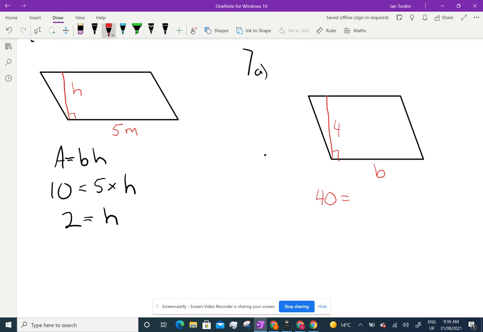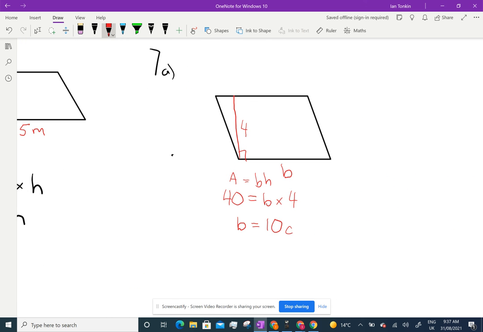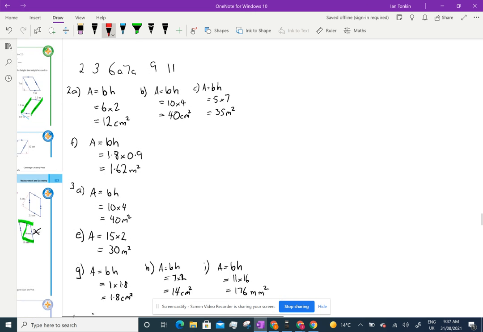So 40, because the area equals base times height, is the base times 4. I wonder what number I times 4 by to get 40. And if you were going 10, you'd be right. And by the way, that was metres, and this one's centimetres. So the base is 10 centimetres. Righto. If you can do that, that's good.